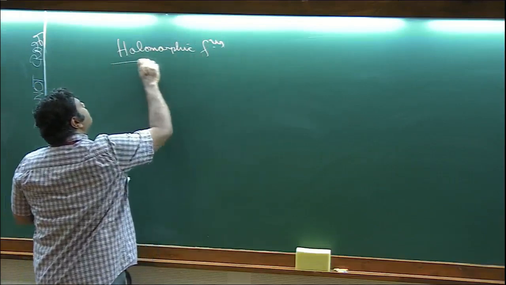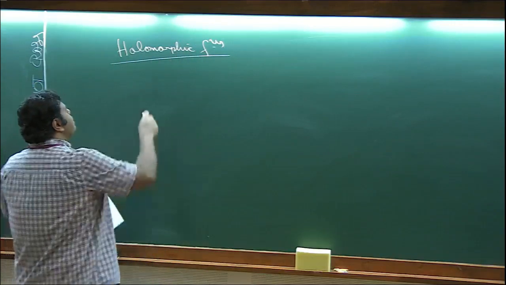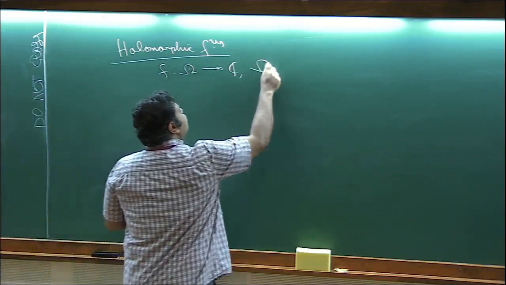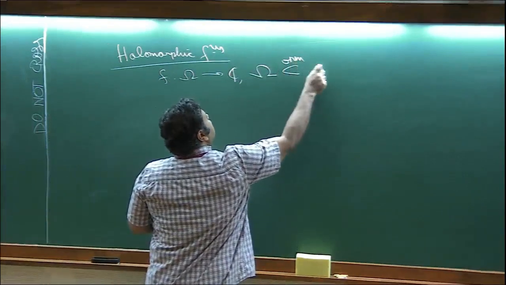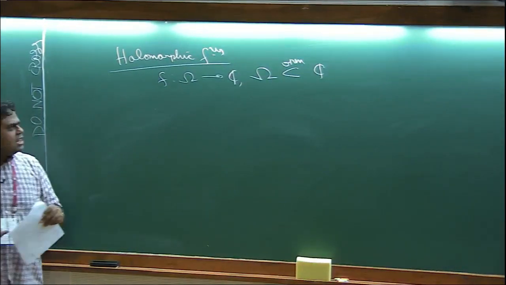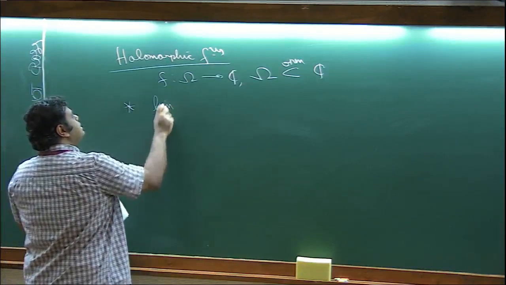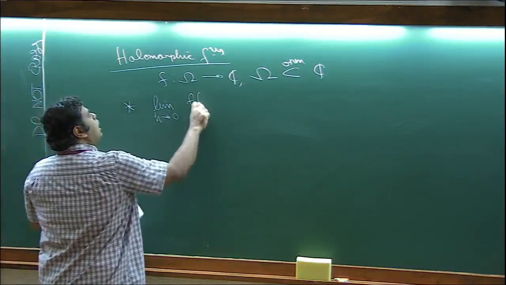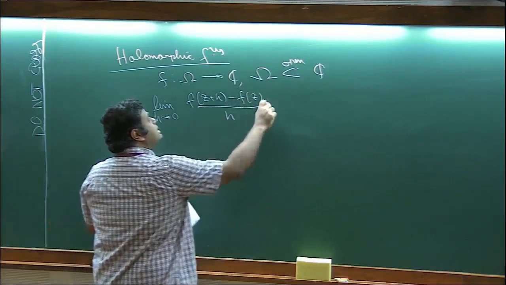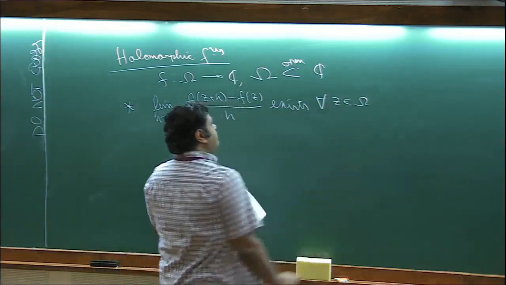So as you know, they can be defined in many, many different ways. Let us recall a few of them. So we have a function f. This omega is an open subset in the complex plane. So what do we mean by saying f is holomorphic? So there are various popular definitions. One of them is that the limit as h goes to 0 of f of z plus h minus f of z divided by h exists for every point z in this open set.